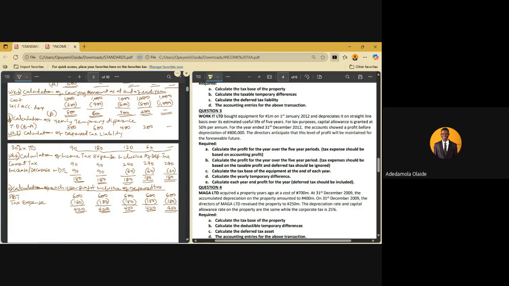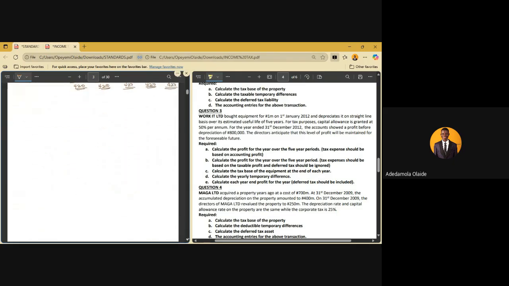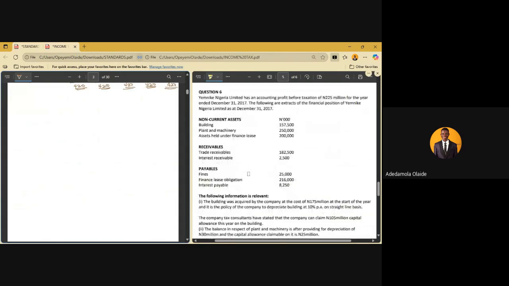Okay. So let's look at the last question, and we'll call it a time on this standard. Question 6. We have Yemnight Nigeria Limited as an accounting profit before taxation of 225 million for the year ended 31 December 2017. The following are extracts of the financial position of Yemnight Nigeria Limited as at December 31, 2017. Building, plant and machinery, and so on.